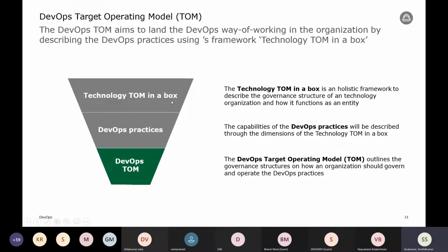So technology in the box is the holistic frame to describe the governance structure of the technology organization and how it functions as an entity. For example, the product owner brings a lot of issues, a lot of business to work on for the service-based company. They will bring a lot of inputs.